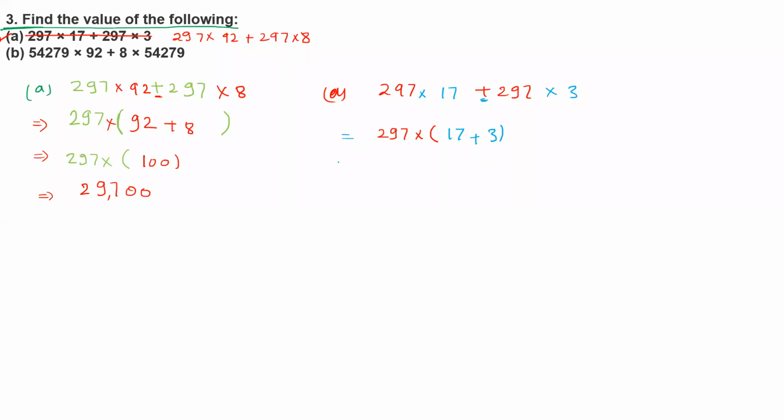Okay. So 297 multiplied by 17 plus 3, which is 20. So now multiply 297 by 20. 5,940. Is it okay?